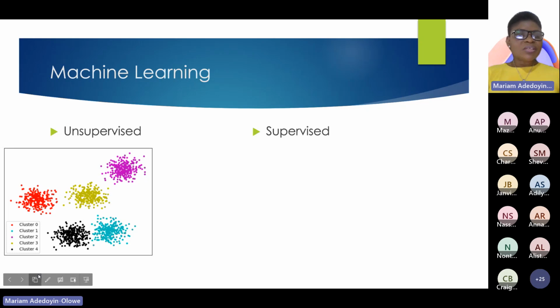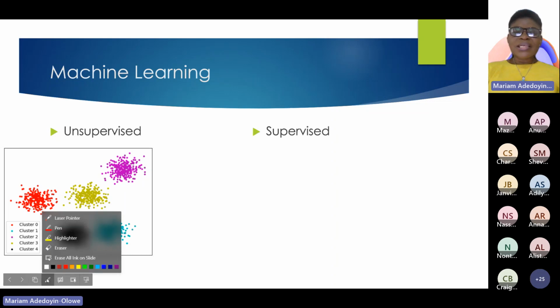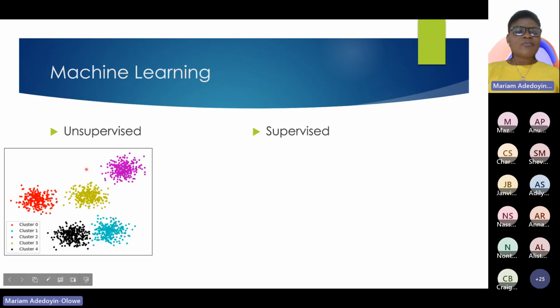It's just as if you're in a room and you're clustering people according to, how do I put it? Or you want to cluster animals, so maybe amphibians or carnivores and stuff like that. There is no pre-knowledge of what you're doing, as in the case of supervised learning, so it falls under unsupervised learning.